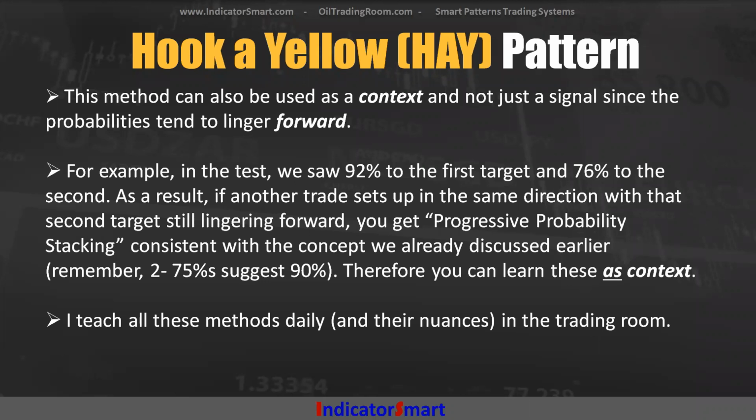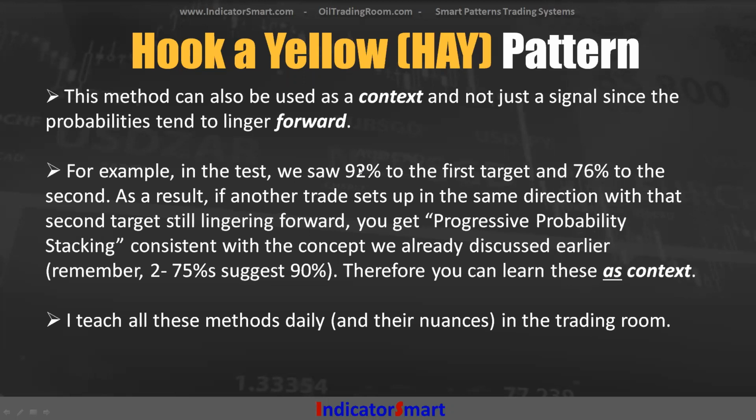Well, what do we say on Bayes? 275s is 90, yeah? So if I go to that first target, and I haven't gone to the second one yet, and I pick up another signal, then I'm going to stack with that 76. It's even possible that I could get other signals stacking up with that 92 at the same time. And we call that probability stacking, like I said.